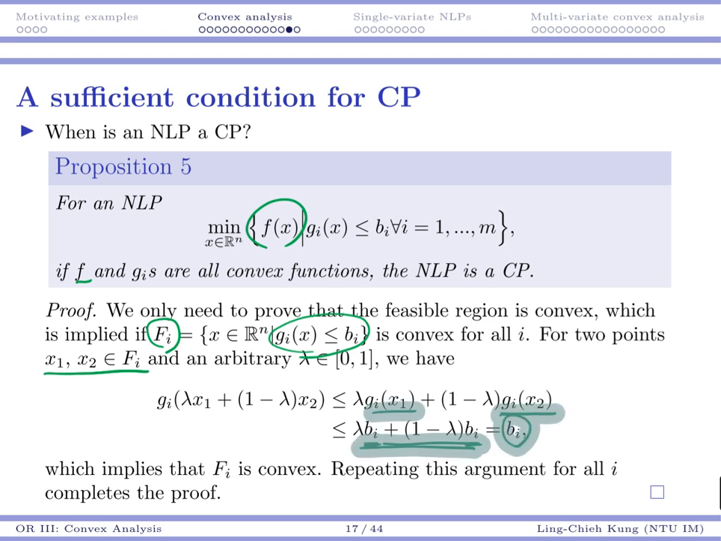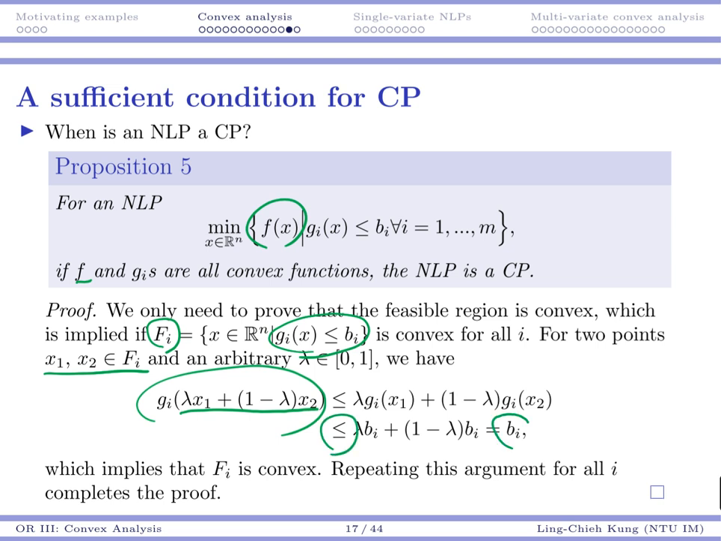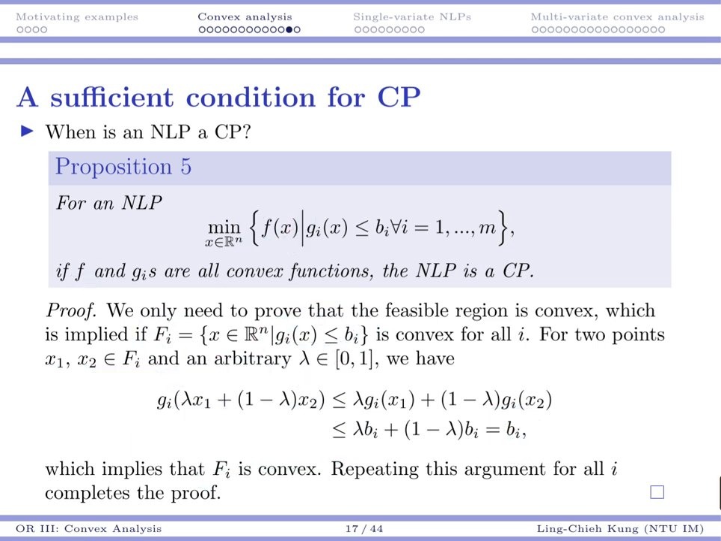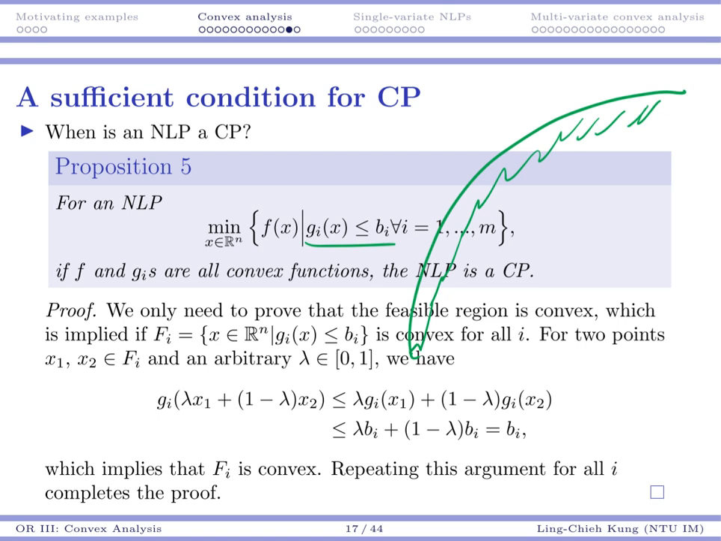What does that mean? This means the new point obtained by doing a convex combination satisfies the gi of something less than or equal to bi constraint. So that point also lies in the set, and then Fi is also convex. Each convex function formulated in this way is going to give you a set that is convex. So if you take the intersection of all these sets, it's also convex, and then we're done. We have a convex program.